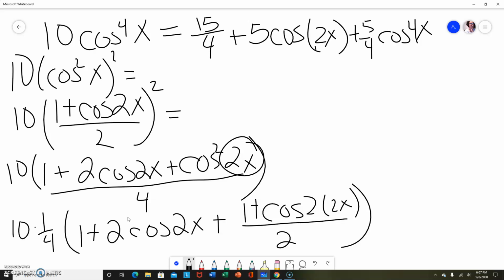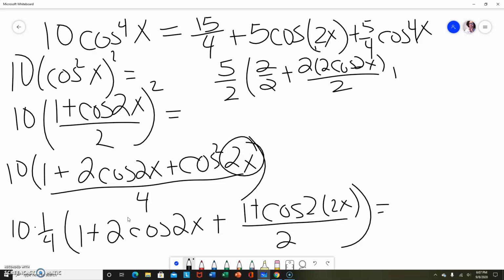And now because I knew this was going to happen, I've run out of space. It's okay. I'm just going to come over here to the top of my board and continue to solve. Okay, so I'm going to multiply that 10 over 4 through, and I'm going to get 5 over 2 times, and because I want to be able to add everything up, I'm going to change this 2 to 2 over 2, and I'm going to multiply all of this by 2 over 2 plus 1 plus cosine 4x over 2.